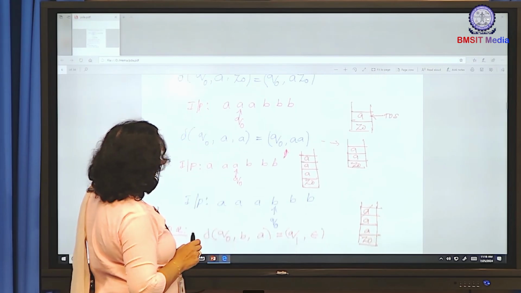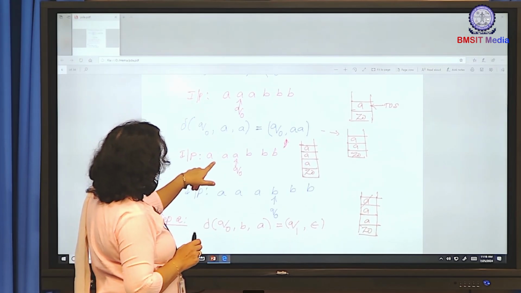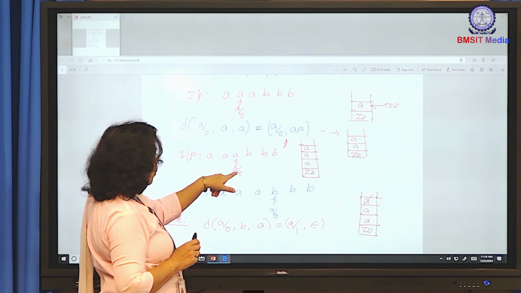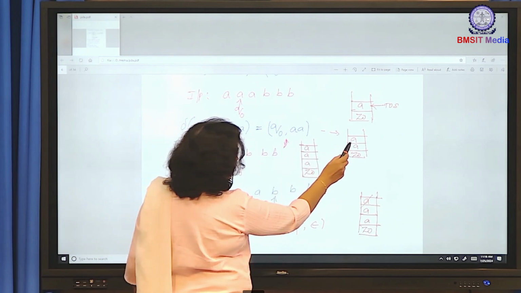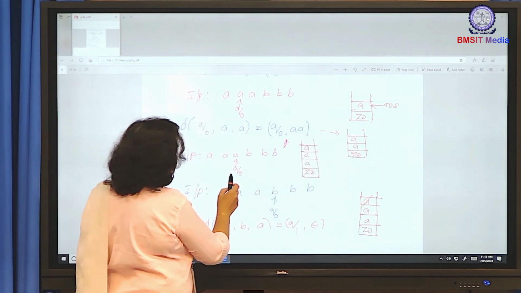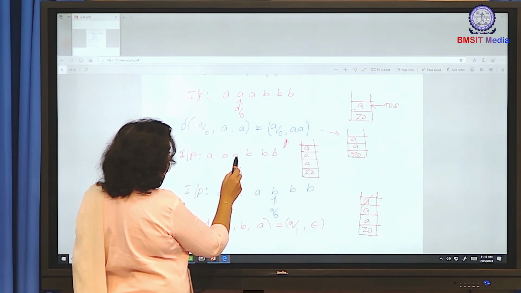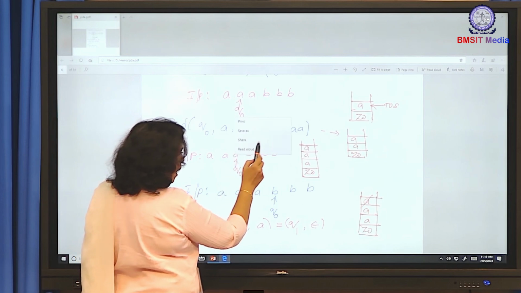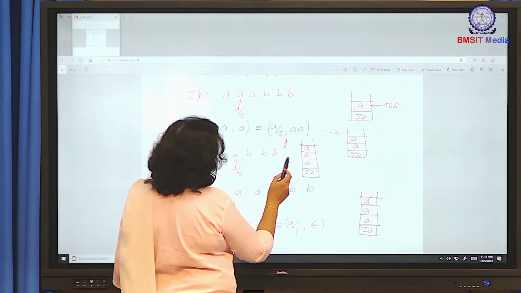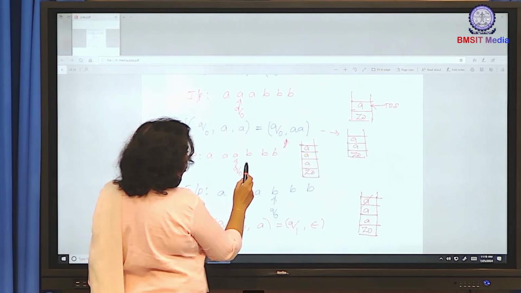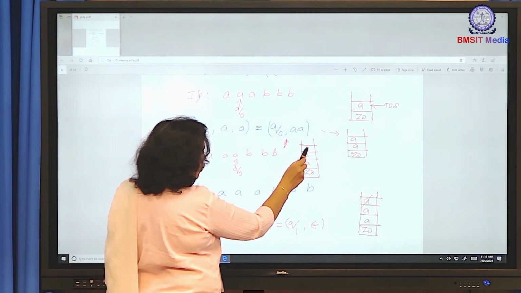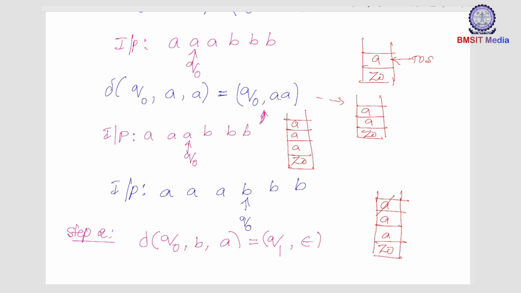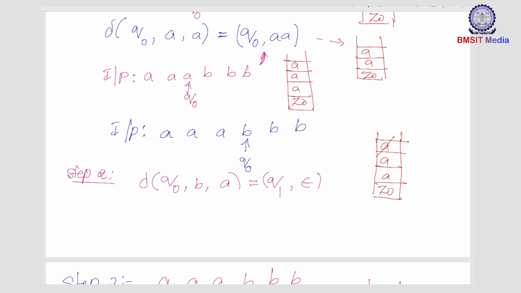Now the next transition. I am in state Q0. I am pointing to this A. So Q0 on A, top of the stack is A. So what happens when I am in state Q0, on reading the input A, when the top of the stack is A? The same transition will give me this stack content. So this would be the stack content.